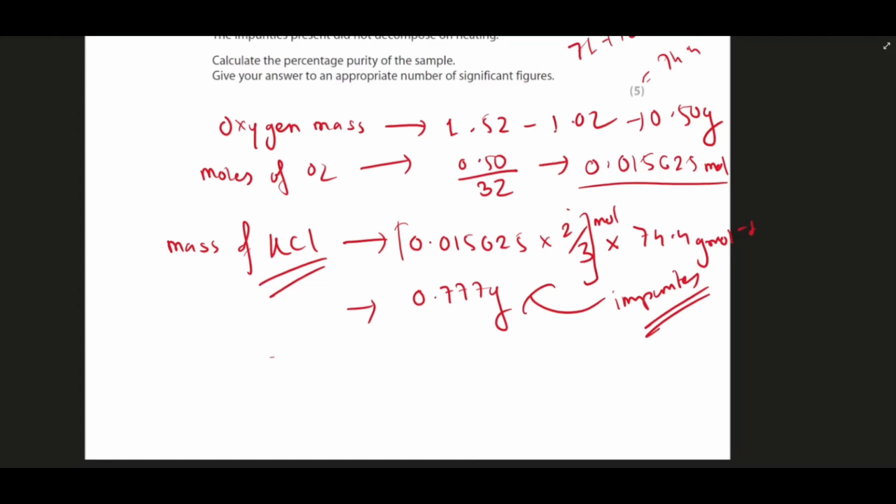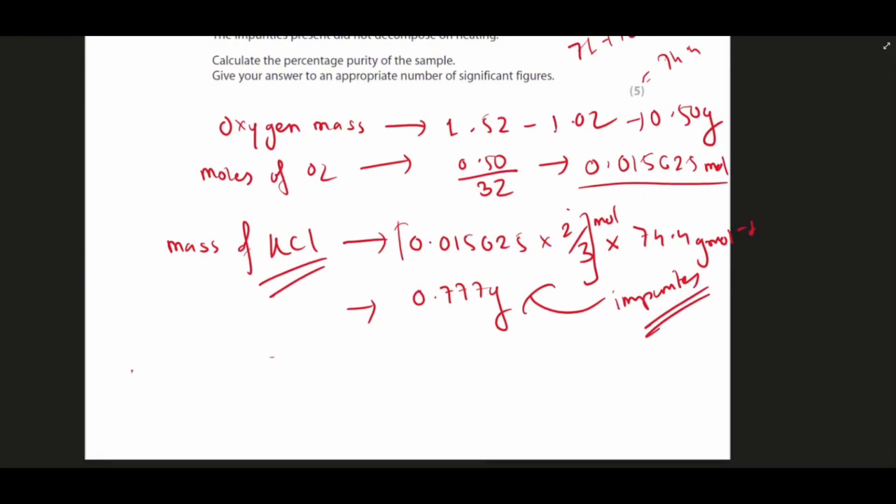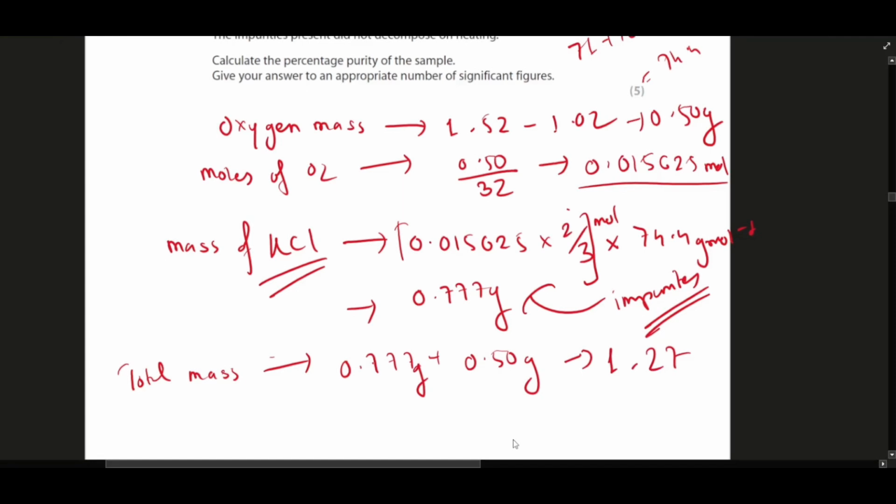So what will be the total mass left? We already found the oxygen's mass, right? So the total mass would be 0.777 plus 0.50. So how much is that? I think it's 1.277.